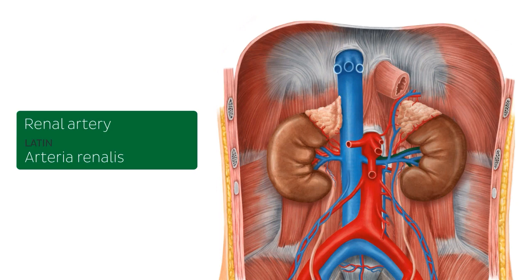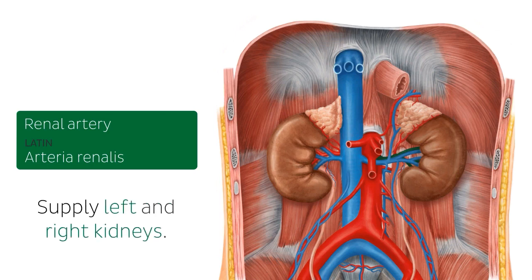So there is a left one for the left kidney and a right renal artery for the right kidney. And these will be supplying oxygenated blood to the left and right kidneys respectively. Now these blood vessels arise from the abdominal aorta at approximately the level of the intervertebral disc L1 and L2. However, the right renal artery is normally longer than the left renal artery and is located a bit lower than the left renal artery, as it must course behind this structure here, the inferior vena cava.